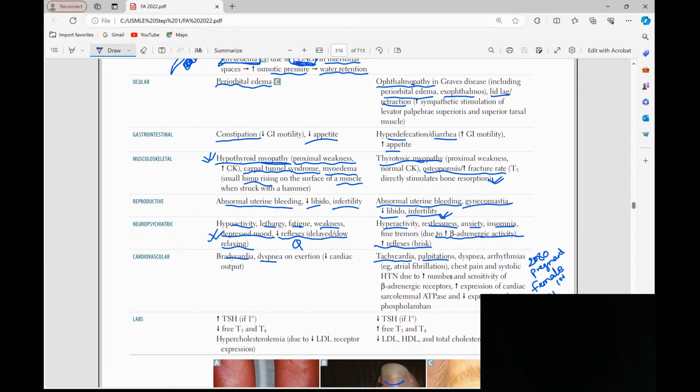Wide pulse pressure, systolic hypertension, increased number and sensitivity of receptors. This is the same thing. So what will we do? We'll do TSH. We'll do free T3, T4. Never forget, it's FT3, FT4.